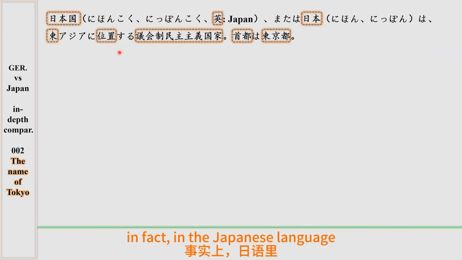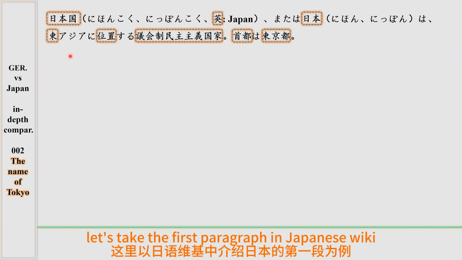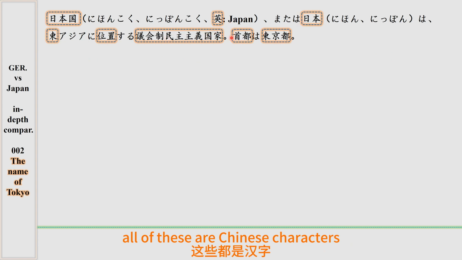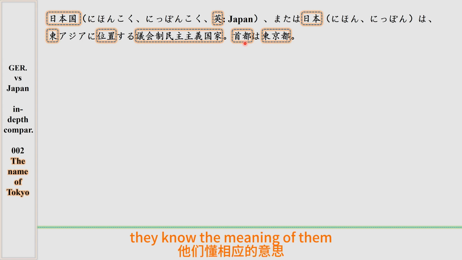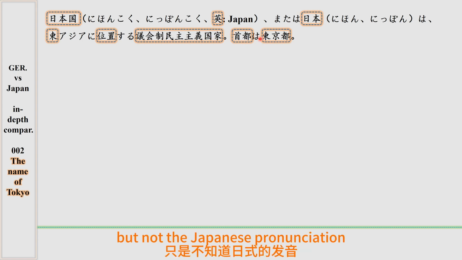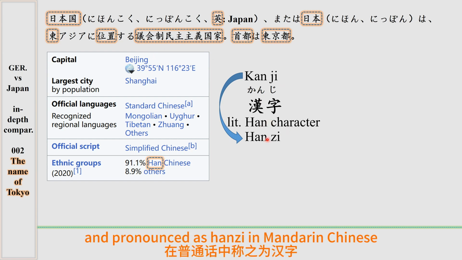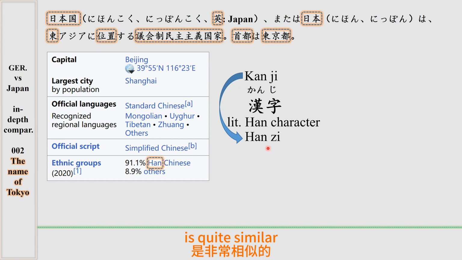In fact, in the Japanese language, there are a lot of Chinese characters. Let's take the first paragraph in the Japanese wiki for introducing Japan as an example. All of these are Chinese characters. And for Chinese who don't know anything about the Japanese language, they know the meaning of them, but not the Japanese pronunciation. And these Chinese characters are called kanji in Japanese, which literally means Han character and is pronounced as Hanzi in Mandarin Chinese. You can see that the pronunciation of Kanji and Hanzi is quite similar.